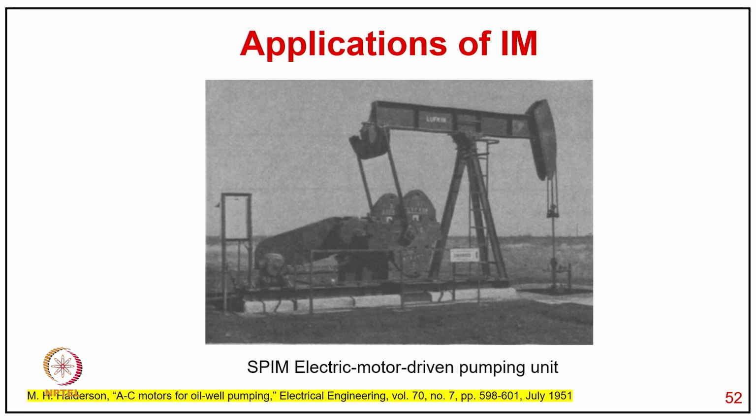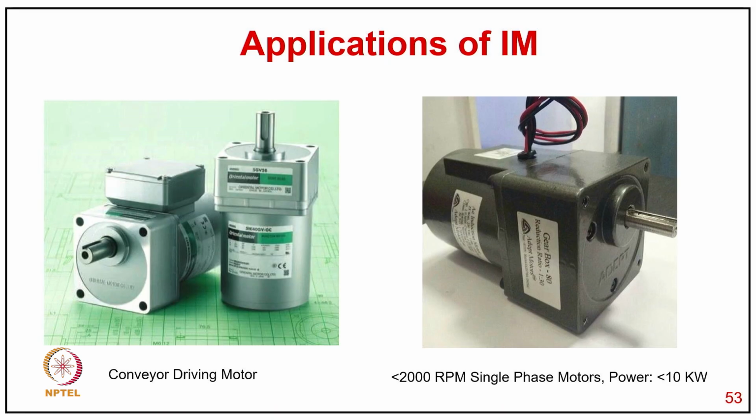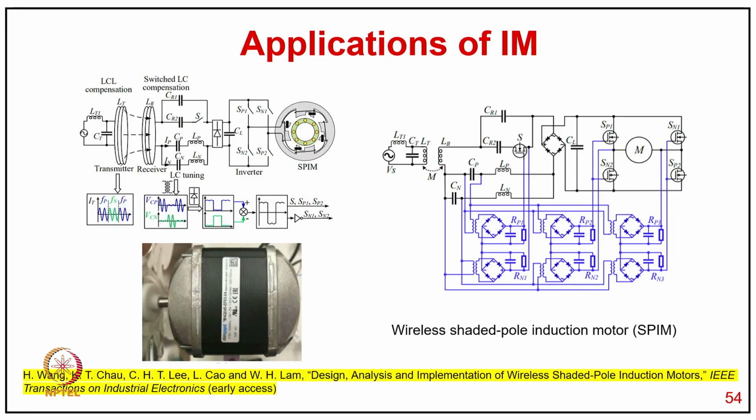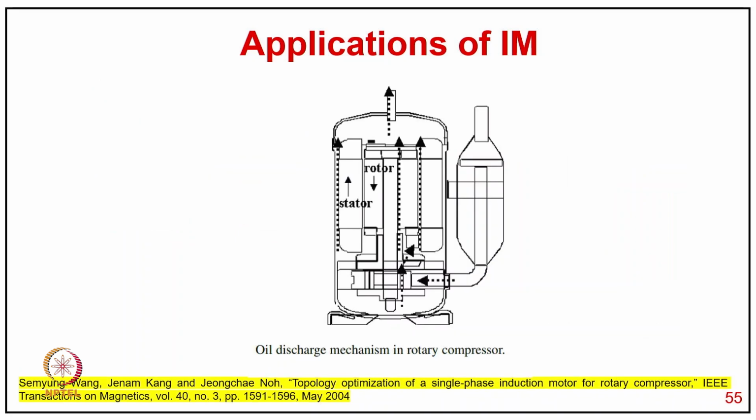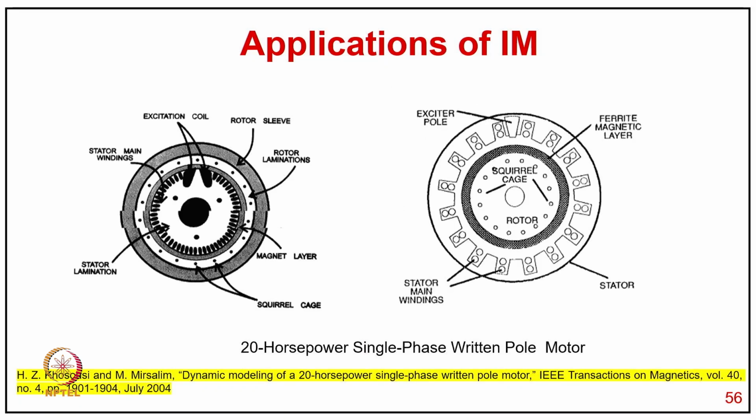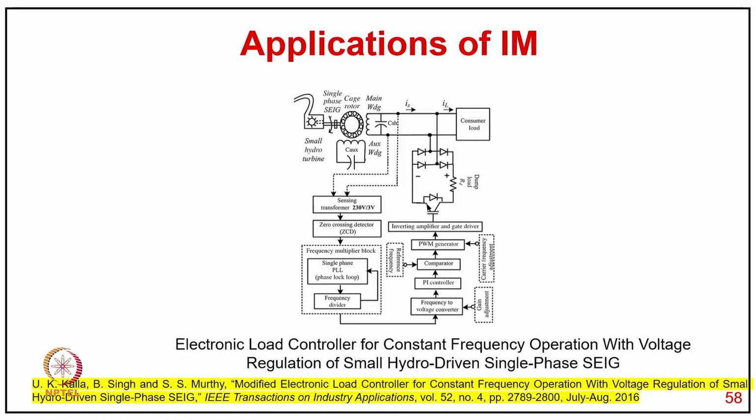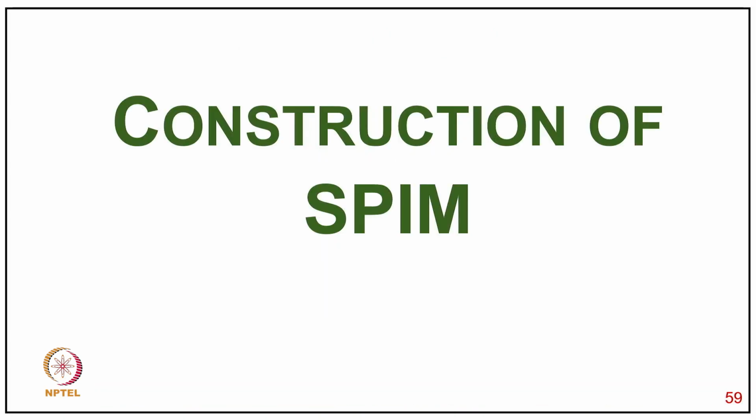And this single phase motor is used in an electric motor driven pumping unit. Then a conveyor driving motor. Single phase induction motor used for typically less than 10 kilowatt for this conveyor kind of motor. And of course, these are applications for a wireless shaded pole motor, as you can see how the control is there for that. Then you have an oil discharge mechanism in a rotary compressor. Then, similar to a single phase shaded pole motor, a single phase induction heater with a proper controller. So now there are plenty of applications. We have seen more than 40-50 applications of single phase induction motor, which you can call dominating in domestic appliances, industry and many other applications.